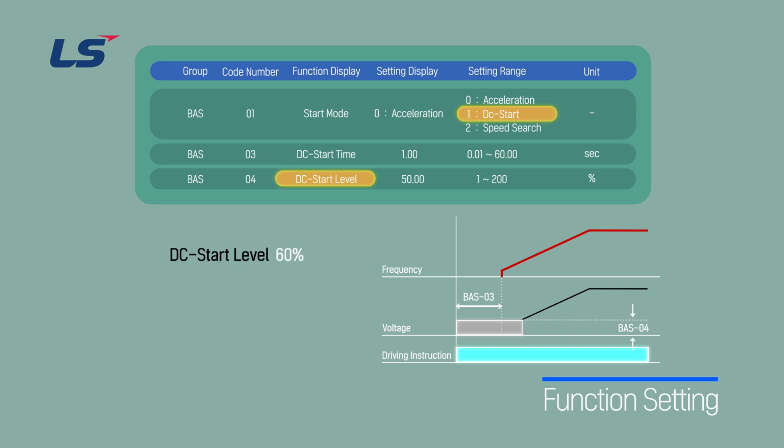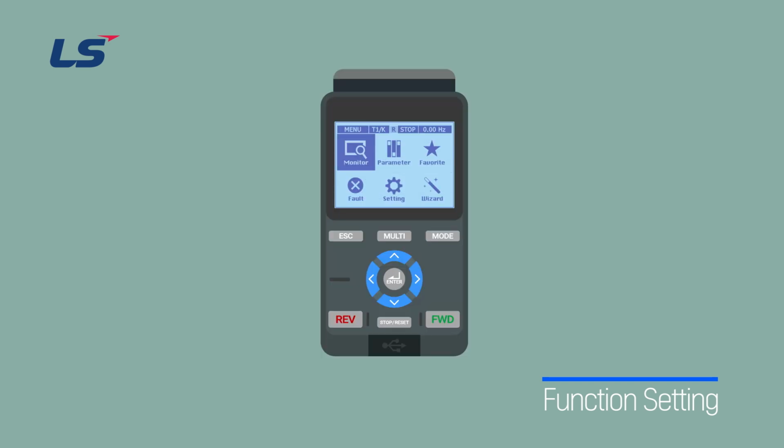For example, if the DC start level is set to 60% and the rated current for the motor set in MOT1 Group 26 is 30 amps, then the DC output will be 30 times root 2 times 0.6, which equals 25.45 amps. Choose DC start in BAS Group 1 start mode.